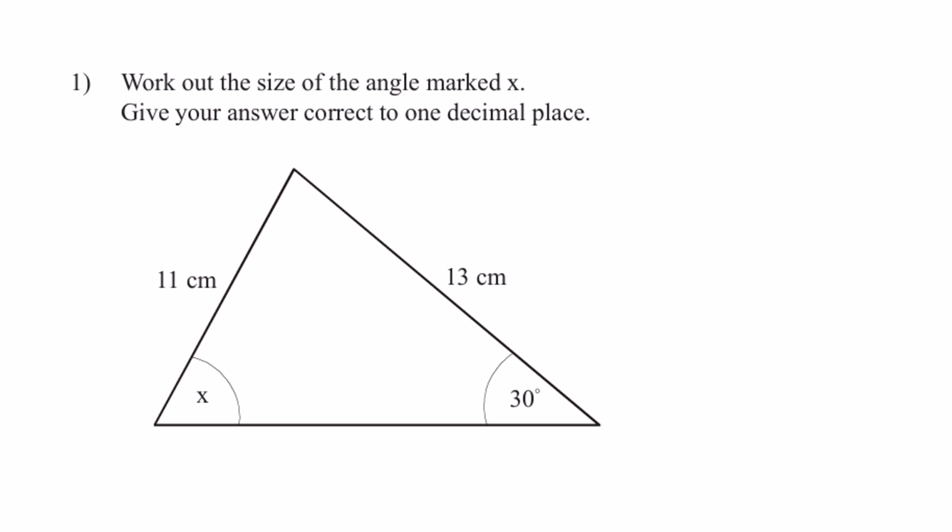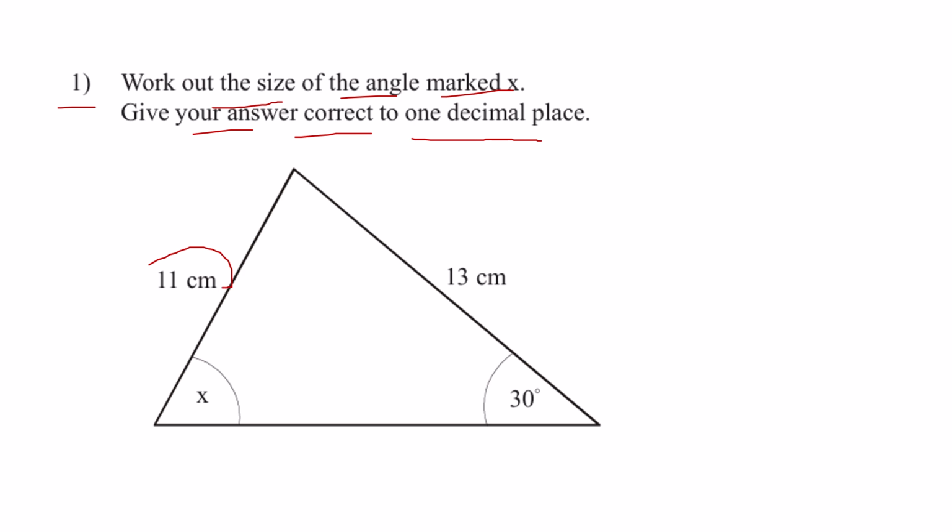Okay, folks, let's look at this sine rule problem for GCSE 9-1 Maths higher tier only. Okay, question number 1. To work out the size of the angle marked X, give your answer correct to 1 decimal place. Now, the key for the sine rule is as follows.